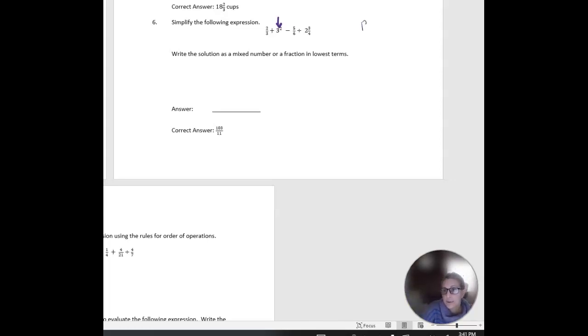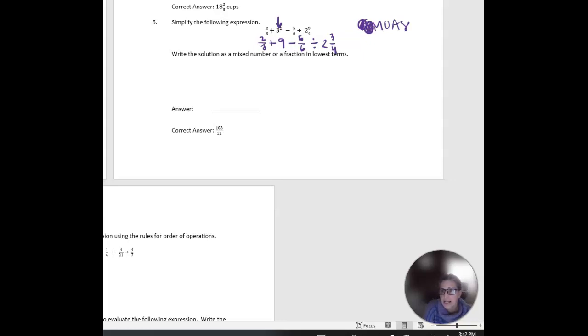Now let me write down my PEMDAS model, and let's go through it step by step. We don't have any parentheses, so I'll scratch that out. I do have an exponent. 3 squared is 9. It is not 6. 3 squared is 9. And then the rest of this, that's it. So I've done my exponent.